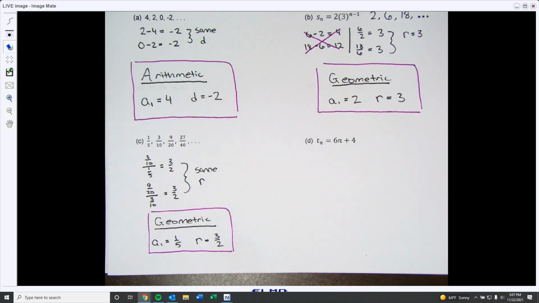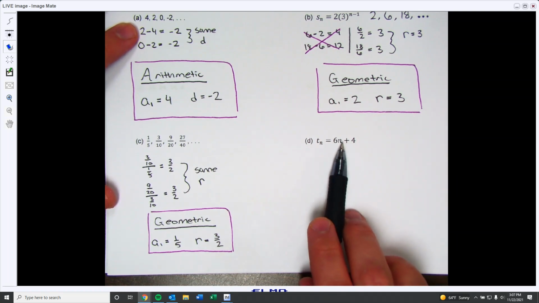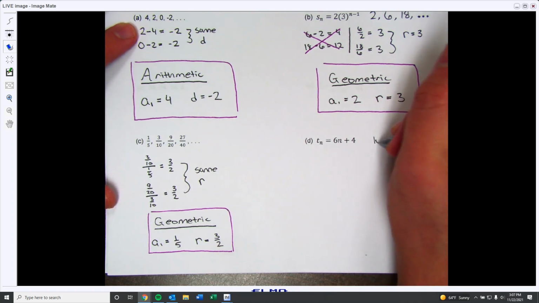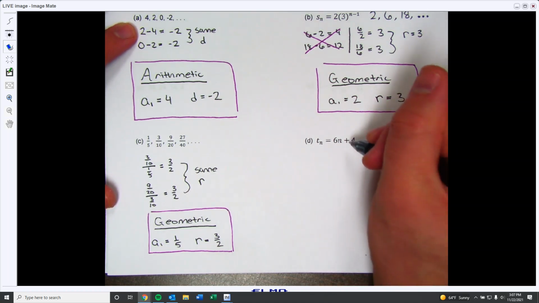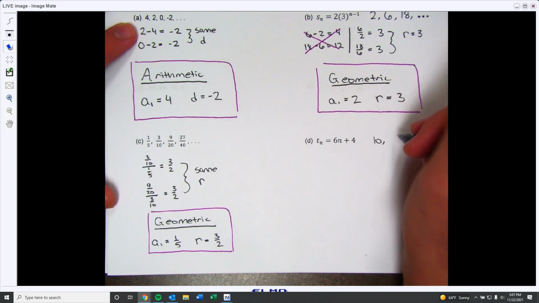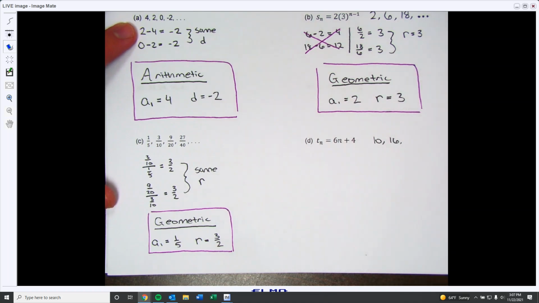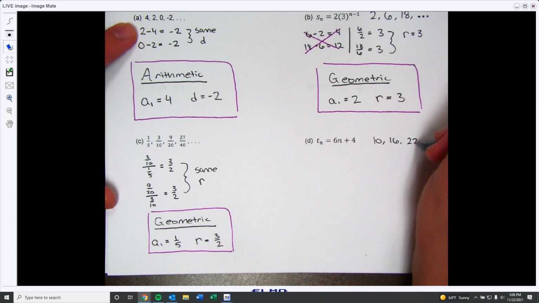All right, now moving on to the next one. So right here, we don't have them listed out, but we can figure out what we need. Using n equals 1, I have 6 times 1 is 6, plus 4 is 10, and then 6 times 2 is 12, plus 4 is 16, and then 6 times 3 is 18, plus 4 is 22.